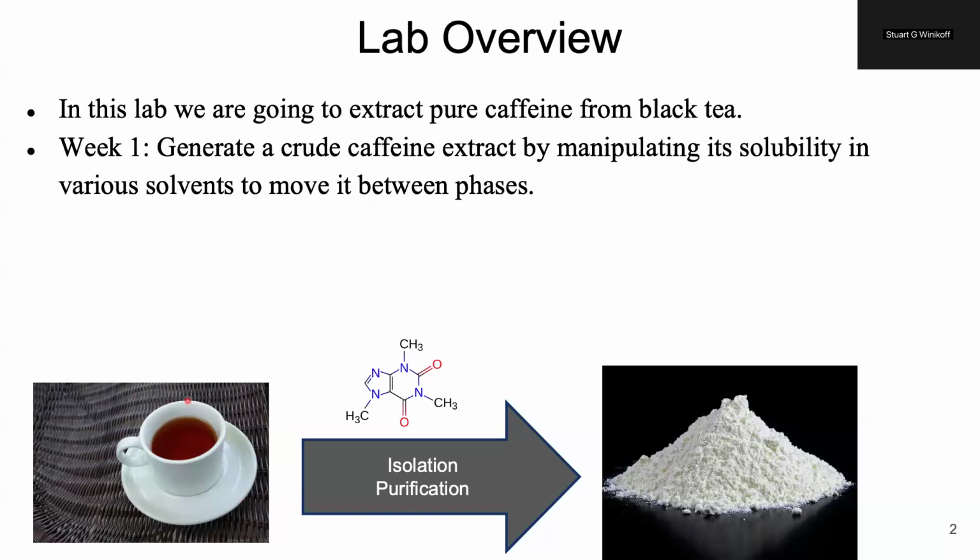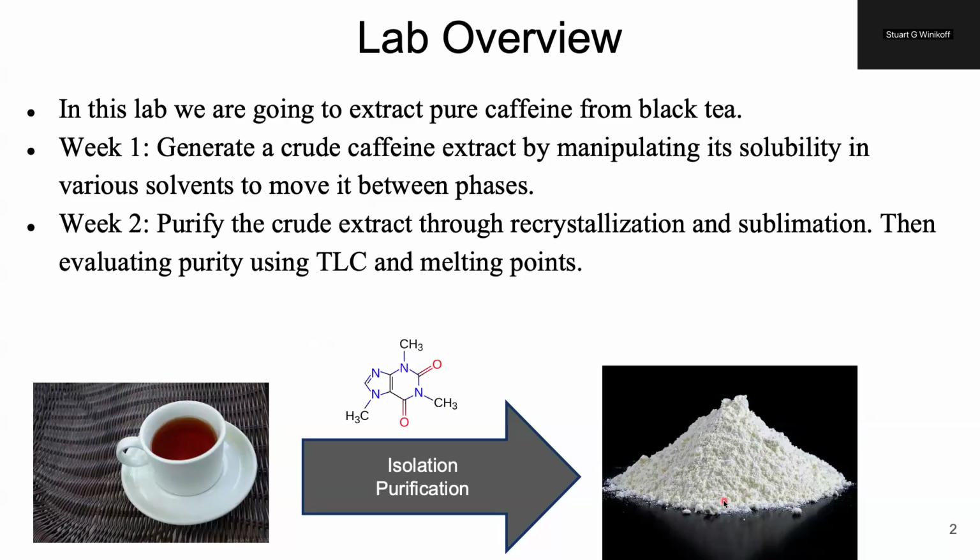our goal this week is going to be making a crude caffeine extract. So what we're going to be doing is we'll dissolve the caffeine into tea, and then we're going to extract that caffeine from the water by dissolving it into various other phases. And again, removing all of the extras, leaving behind just a nice impure composition of caffeine. It'll have some residue from the process.